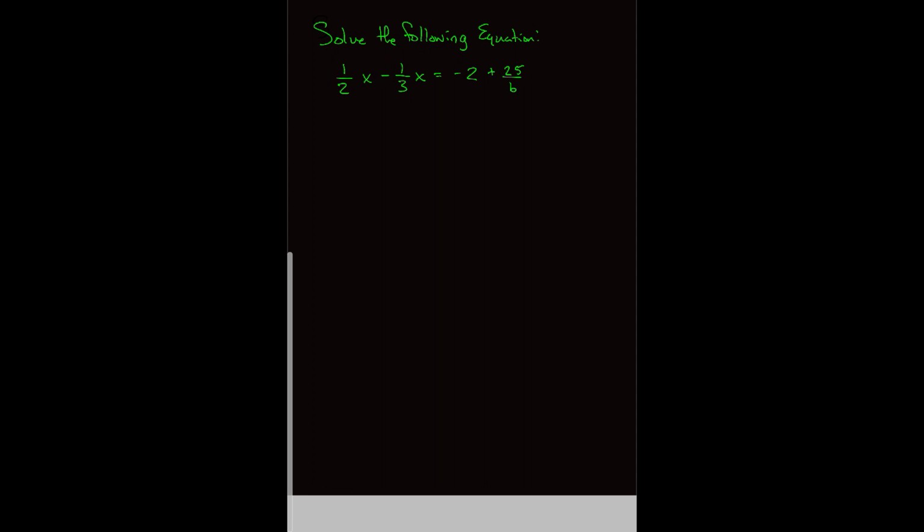Hi, so we're asked to solve the following equation. We have the equation 1/2 x minus 1/3 x equals negative 2 plus 25 over 6.